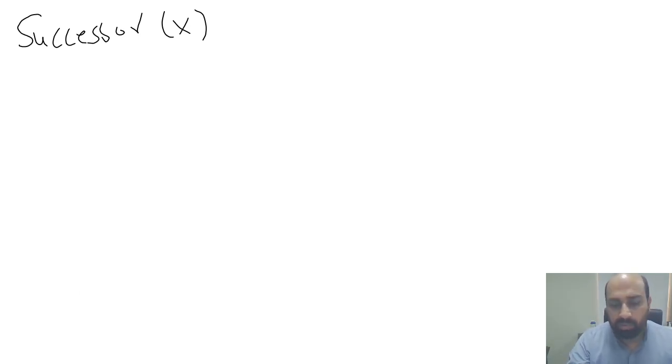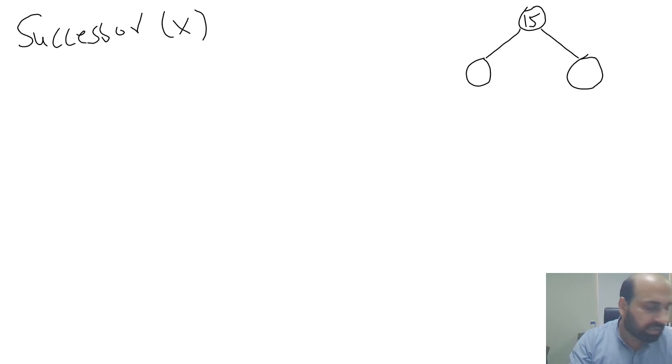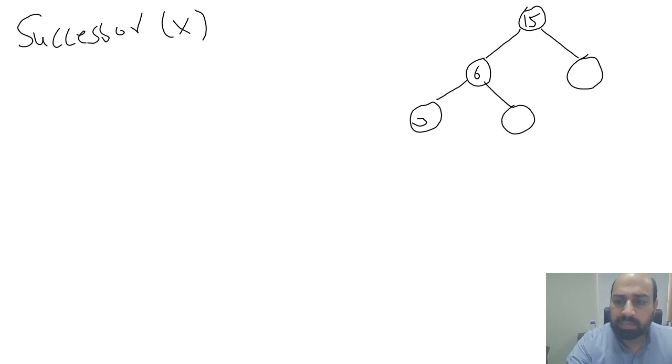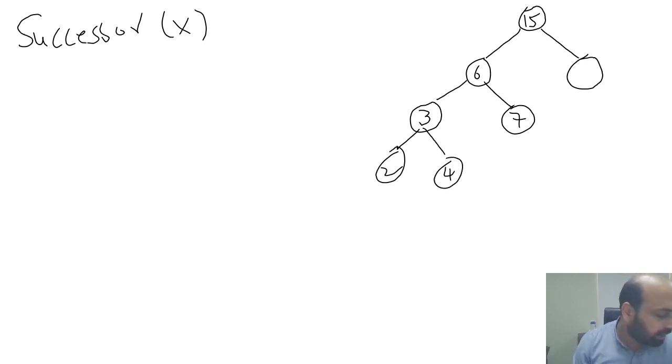Say for example, the tree: I have 15, the left of 15, the right of 15. On the left of 15 I have 6, then 3 and 7. Just give me a minute. Okay, this is 3. Then 2 and 4, and there is no left subtree of 17, and there is 7, and the right subtree is 13, and the left of 13 is 9.